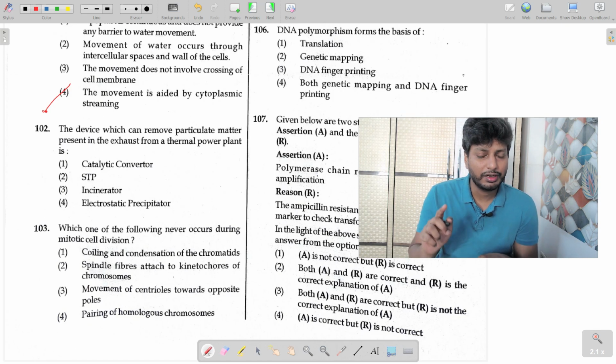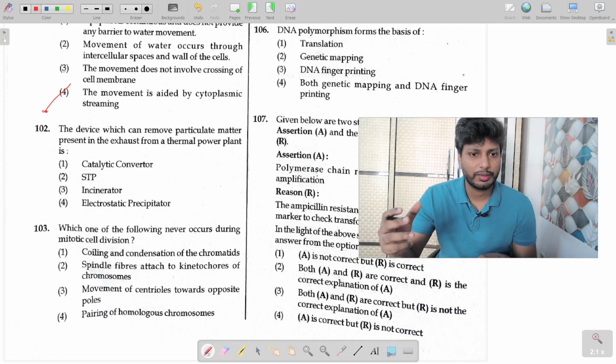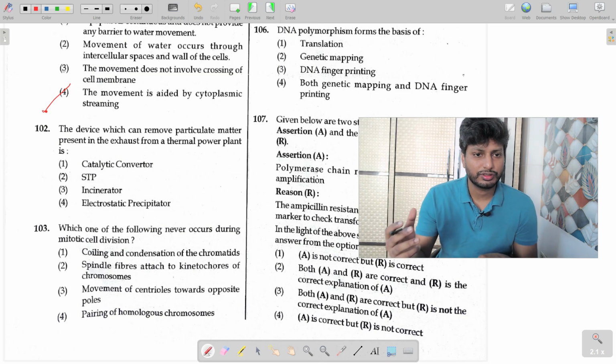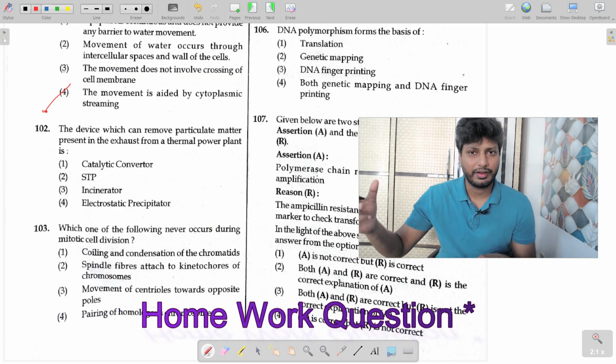The device which can remove particulate matter present in the exhaust from the thermal power plant is option number 1 catalytic converter, option number 2 STP, option number 3 is incinerator, option number 4 is electrostatic precipitator. So dear students, this is a straightforward question. So I think here there is no concept involved. They are just asking which is the device which helps in removing particulate matter from a thermal power plant. So there are various ways by which the waste which is produced in the factories.